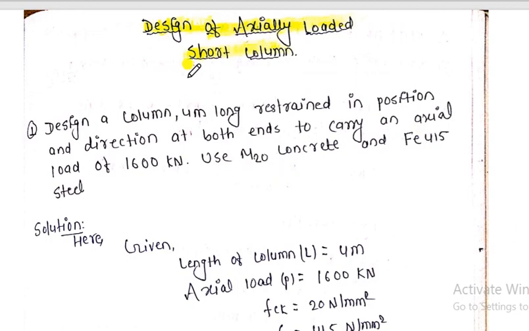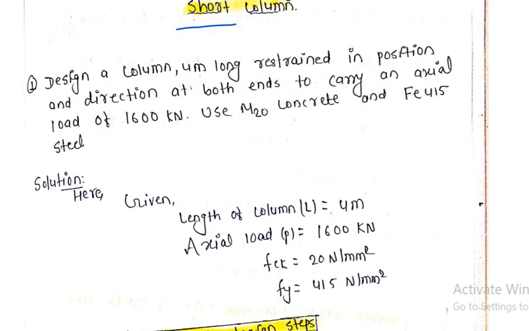So we're going to design an axially loaded short column. Before we design, we need to analyze the question very carefully. It's very easy, my dear friends, no need to be afraid of this subject. So let's design a column 4 meter long. The column is 4 meter long, restrained in position and direction at both the ends, that is, both ends fixed. To carry the axial load, which is given as 1600 kilonewtons. It is said to use M20 grade of concrete and Fe415 steel.